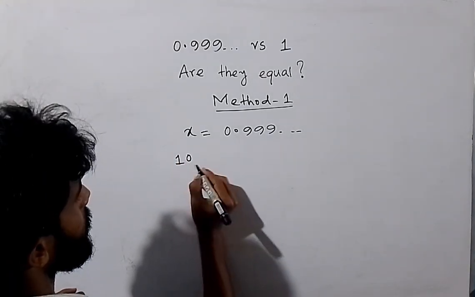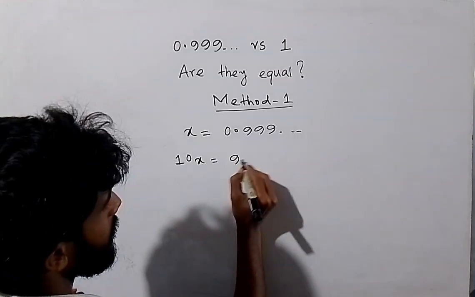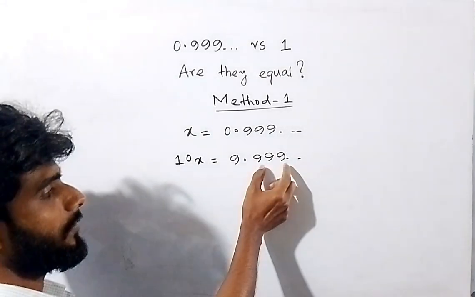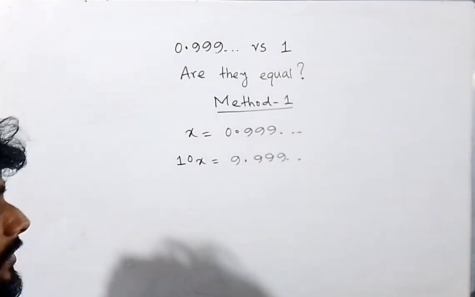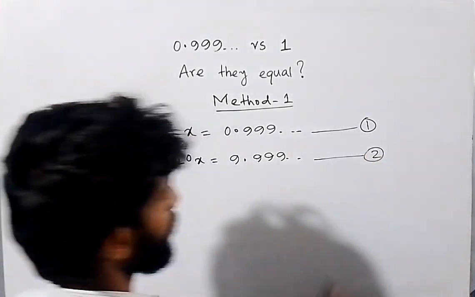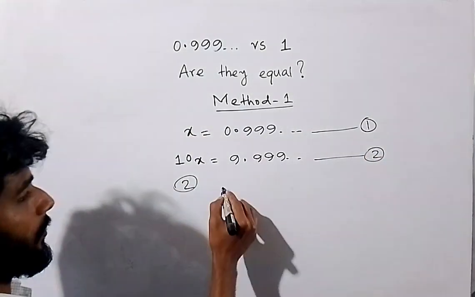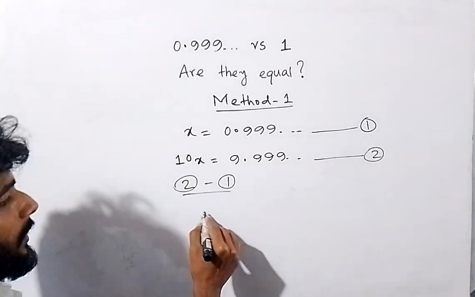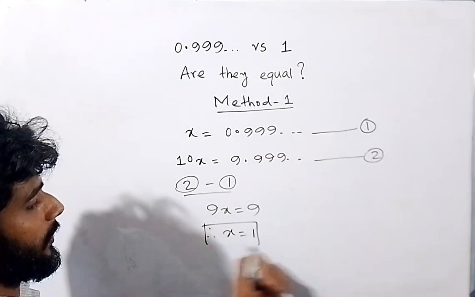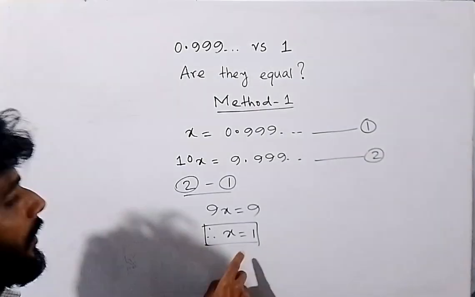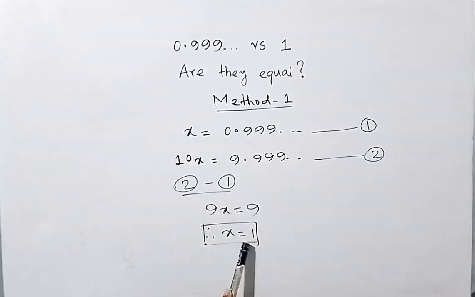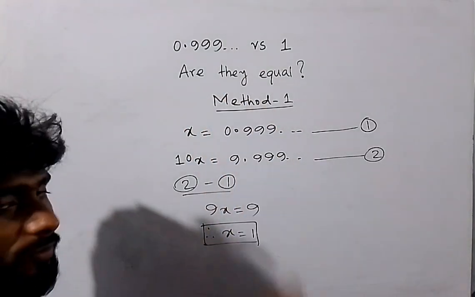So 10x is equal to what? That is 9.999 and so on. So this 10x leaves the same part after the decimal. Now I want to call this equation 1, and that equation 2. If I subtract 1 from 2, I will have 9x equals 9, and then x equals 1, right? And this x is 0.999 and so on, that is equal to strictly 1, right?